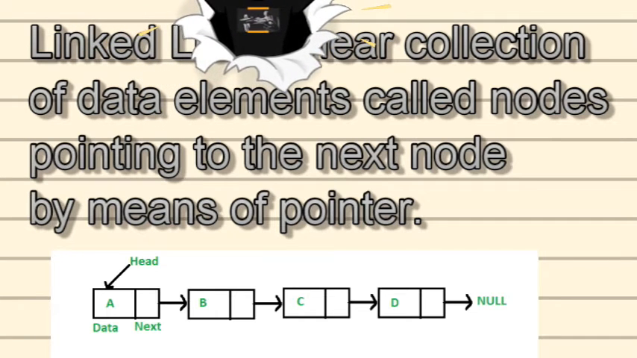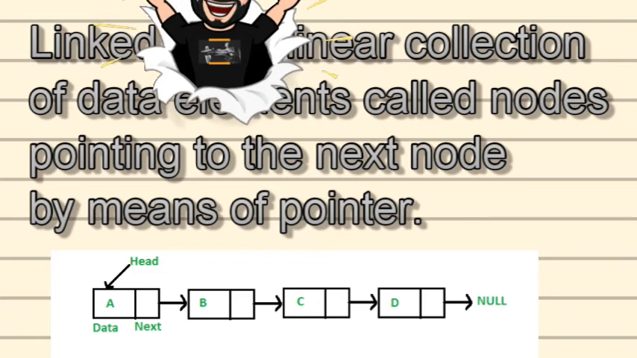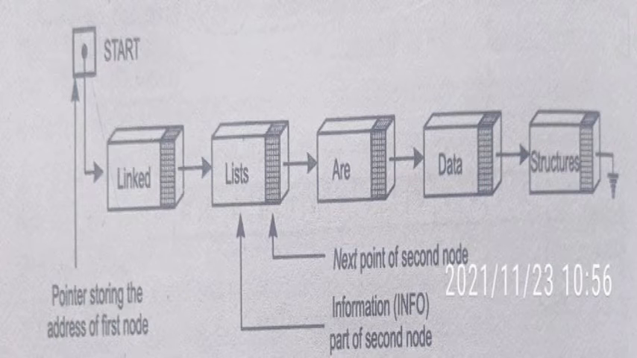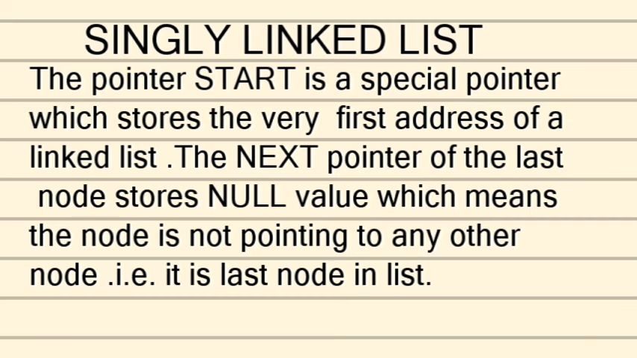In this lesson, we are going to discuss the singly linked list. As you can see on the screen, this is a singly linked list. We have a start pointer, then a link, then a list, and all of these are data structures. The pointer start is a special pointer which stores the very first address of a linked list. Means where we are starting, that is called the first address of the desired linked list. The next pointer of the last node stores a null value, which means the node is not pointing to any other node, that is the last node in the list. Means whichever node is last in the list is pointing to a null pointer, that means it is the last node in the list.